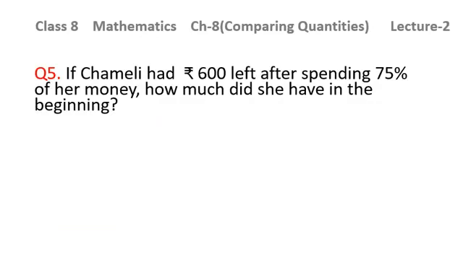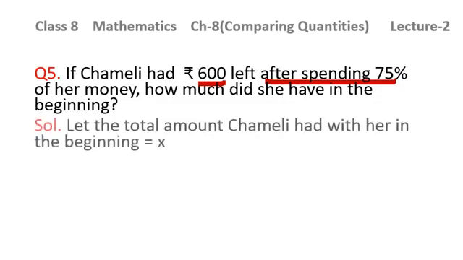Coming to question number 5. If Chameli had rupees 600 left after spending 75% of her money, how much did she have in the beginning? We need to find out the money which Chameli was having in the beginning. Let us see. Let the total amount Chameli had with her in the beginning be rupees x. We have taken it x.